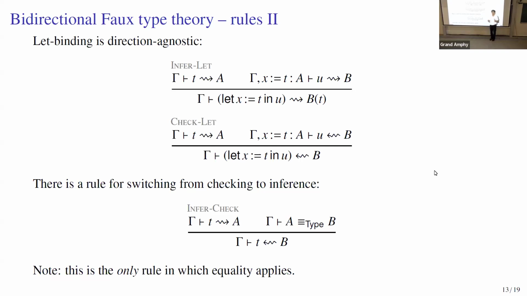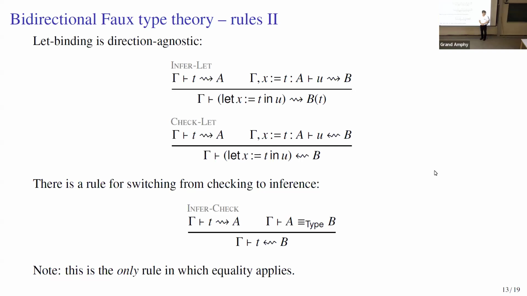And now we have reined in conversion. Conversion is now not applicable everywhere. It's only applicable in this switch from checking to inferring mode. It's the only place where we need to check equality. So if you look back now, the rules are written in such a way that they are syntax driven and they are deterministic, and we know how to put them into code, and we will do so tomorrow. We just have to deal with how you check equality, because we also need to have an algorithm for checking equality.